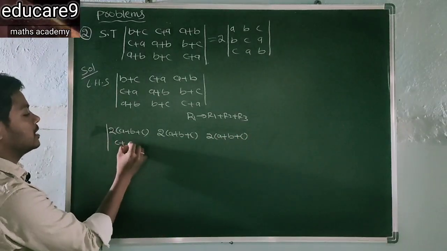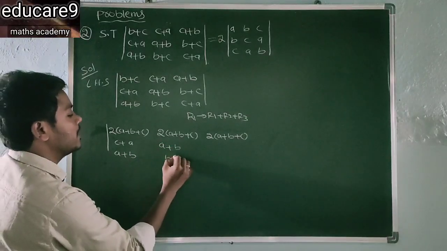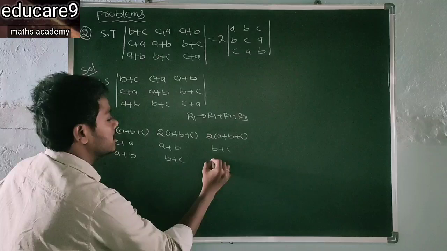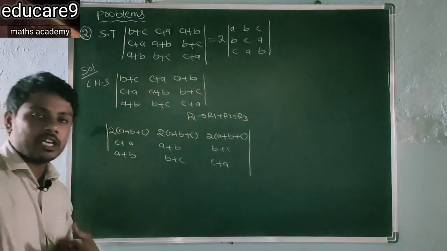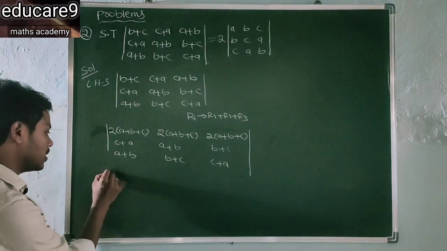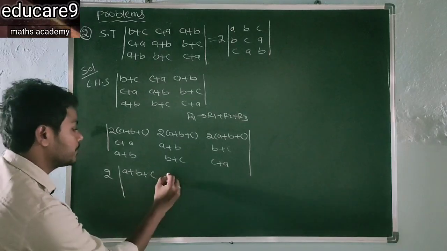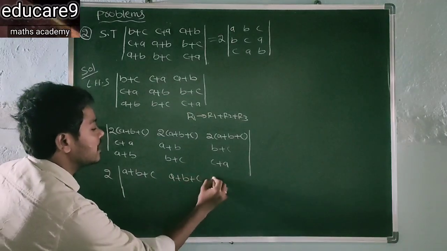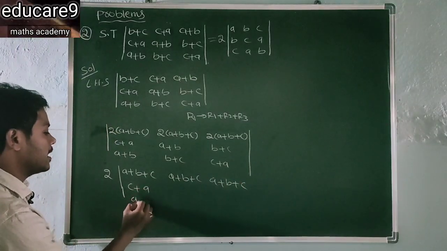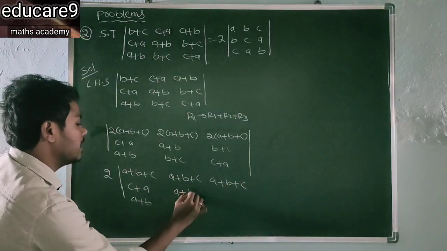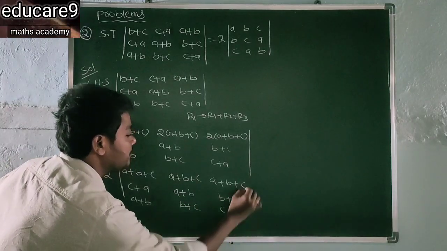So the remaining rows are c plus a, a plus b, b plus c, and b plus c, c plus a, a plus b. Now clearly from the first row, which one is common? 2 is common. So therefore this is a plus b plus c, a plus b plus c, a plus b plus c, with the remaining two rows as before.